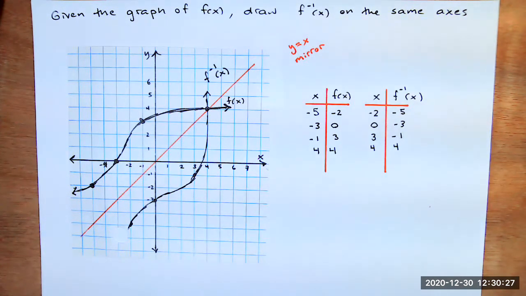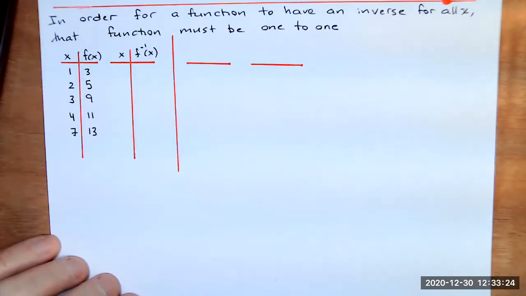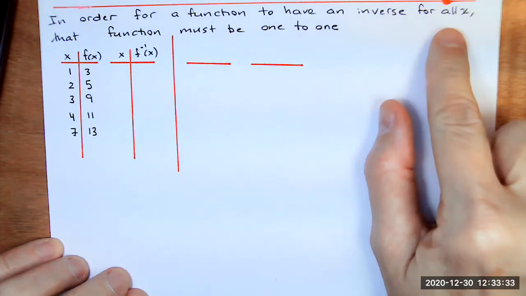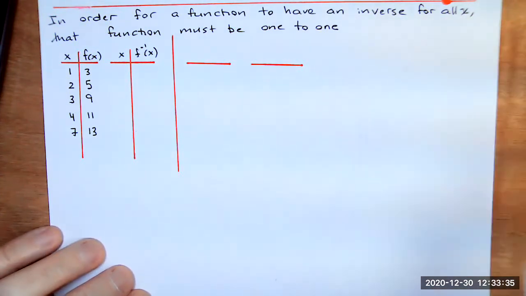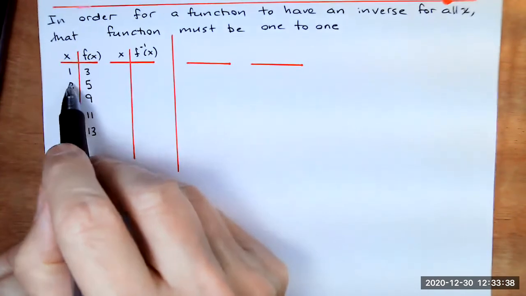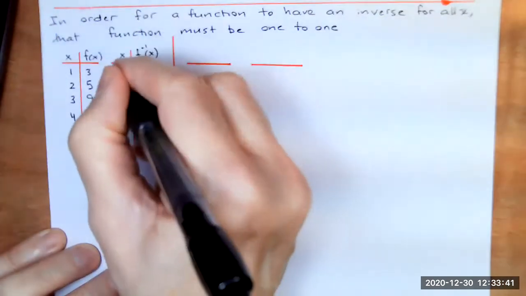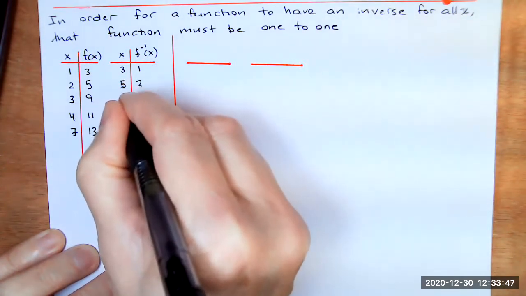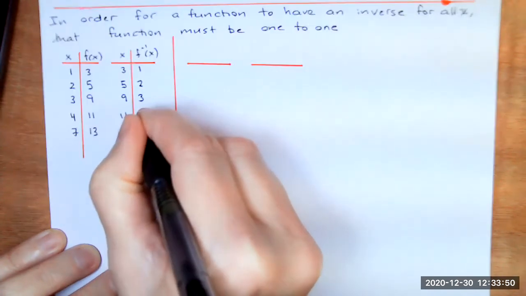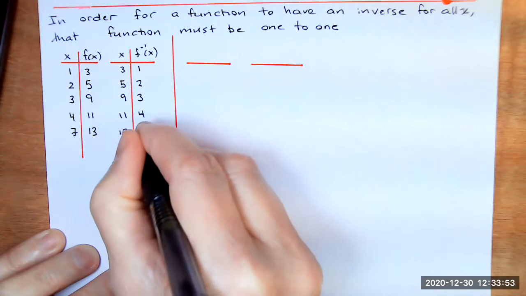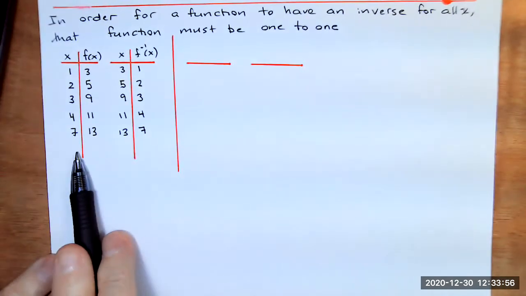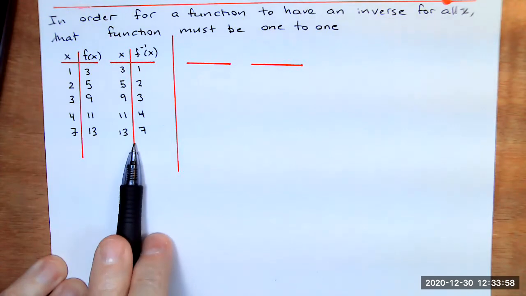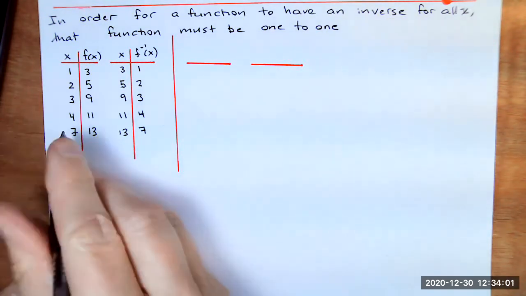All right, let's talk about another example. In order for a function to have an inverse for its whole domain, that function must be 1-to-1. So far we've been doing 1-to-1 functions. So the inverse of this one, we would just switch the x and y. And this is a 1-to-1 function because the inverse is in fact a function.